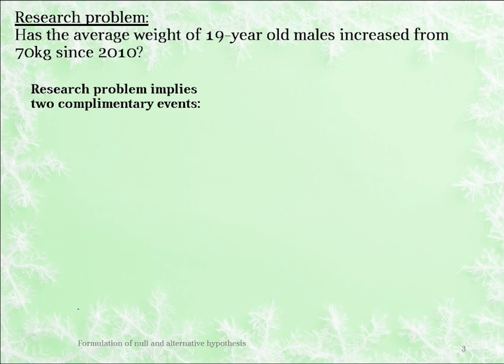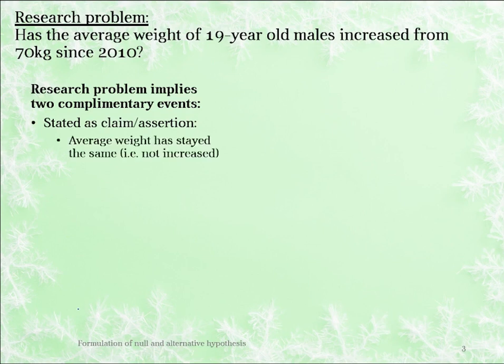So when we're doing hypothesis testing, we have a research problem, and that implies that we have two complementary events. So the first is stated as a claim or an assertion, and in this case it is that the average weight has stayed the same. So we will just assume no change, same thing as before. And then we get the other claim, which is actually the one that we're interested in. So we might be interested in knowing whether the average weight has increased, and to say that that claim is correct, we need proof. And that is what we will get from sample data.